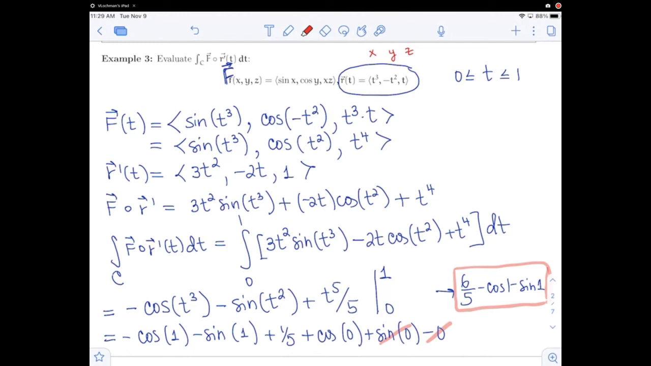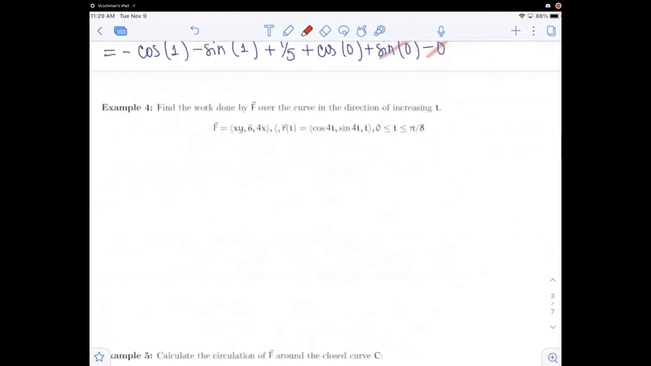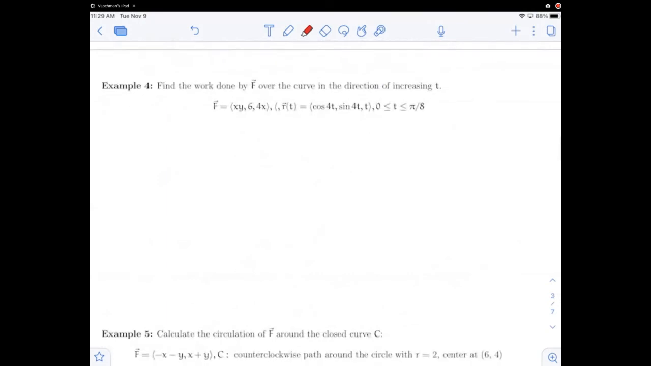No questions? All right, let's keep going. Okay, let's take a look at the following application. This is work done by a force field. That's one of the applications of line integral. I think I have a typo here, so let's get rid of this line right here.